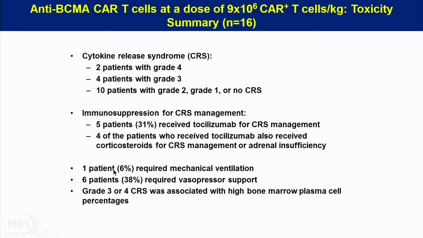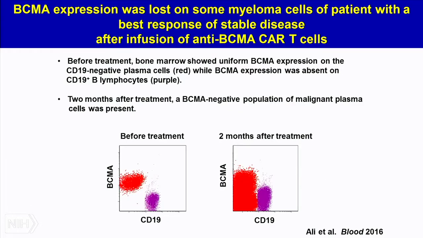1 patient required mechanical ventilation, 6 patients required vasopressors. Vasopressors are drugs that make the blood pressure go up. So low blood pressure was one of the important problems of these patients. And then the toxicity, again, was associated with high levels of bone marrow plasma cells.